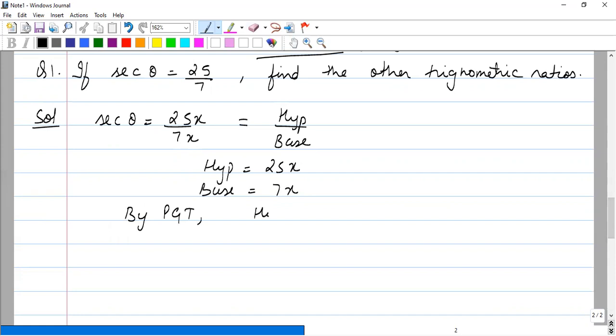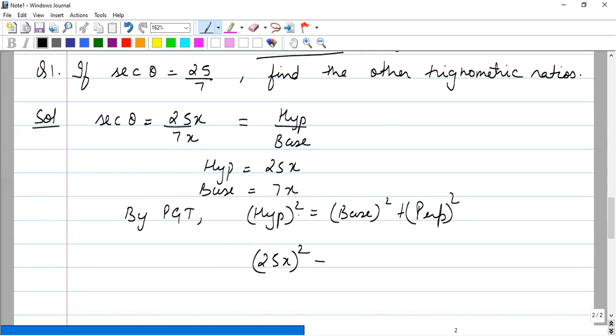What does Pythagoras theorem say? Hypotenuse square is equal to base square plus perpendicular square. We have hypotenuse, we have base. Perpendicular we can calculate. All right. Hypotenuse is 25x, so 25x whole square. Base we will bring to this side. Base is 7x, 7x whole square, this will be equal to perpendicular square.